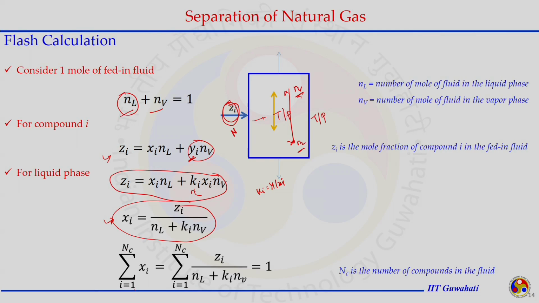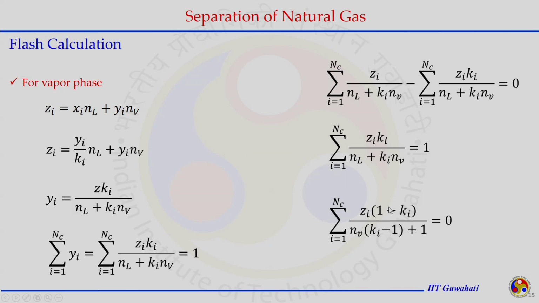We know the summation of mole fractions for all the components from 1 to Nc, where Nc is the total number of components, is 1. We can say the summation of Xi is equal to 1. We can do the summation on both the left-hand side and right-hand side, and we get this expression. Similarly we can do it for the vapor phase. We can replace Xi by Yi by Ki using the equilibrium ratio, adjusting it in the form of moles of component i in the vapor phase.